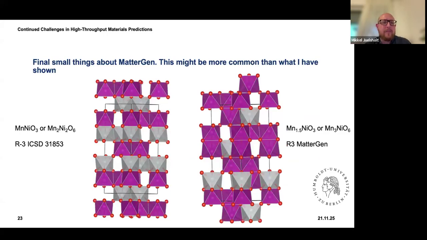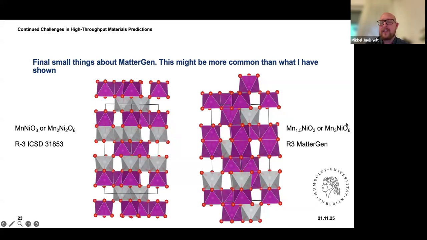So another couple of things I just want to point out. This is not in the preprint. There are some more structures that they reported, which I think is a bigger problem than just this one example that I have. So one example is this.